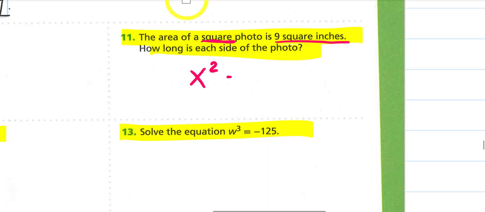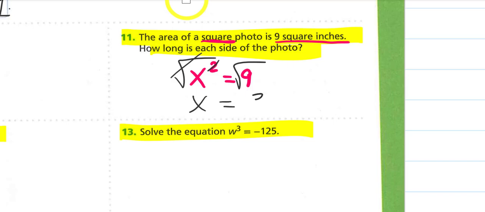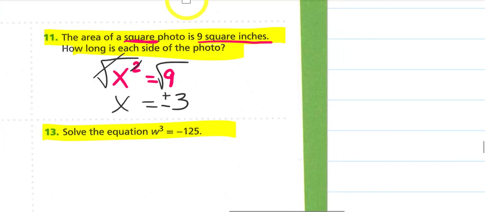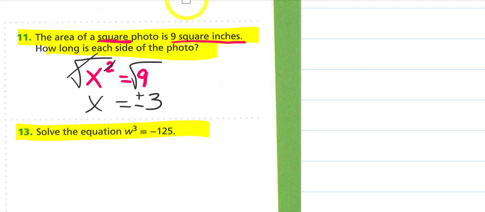We say X squared is equal to 9. So in order to solve it, you're going to find the square root of both sides. You cancel those out, and X is alone on one side, and it equals the square root of 9, which is a perfect square of 3. But remember, we have to take both the positive and the negative root. And answering this in words, which you will have to do, you will say that each side of the photo is 3 inches long.